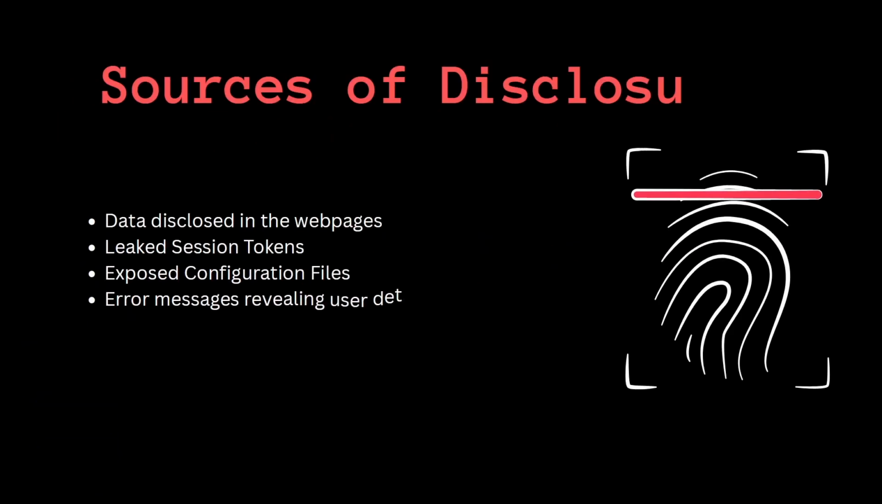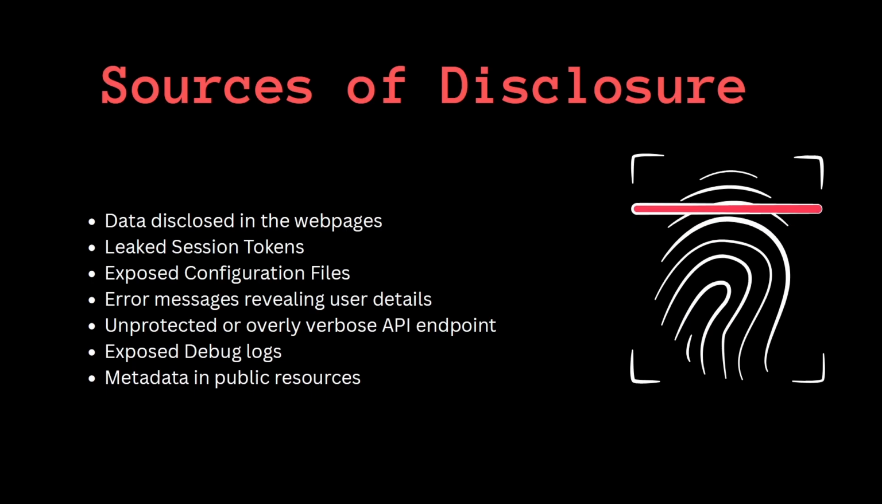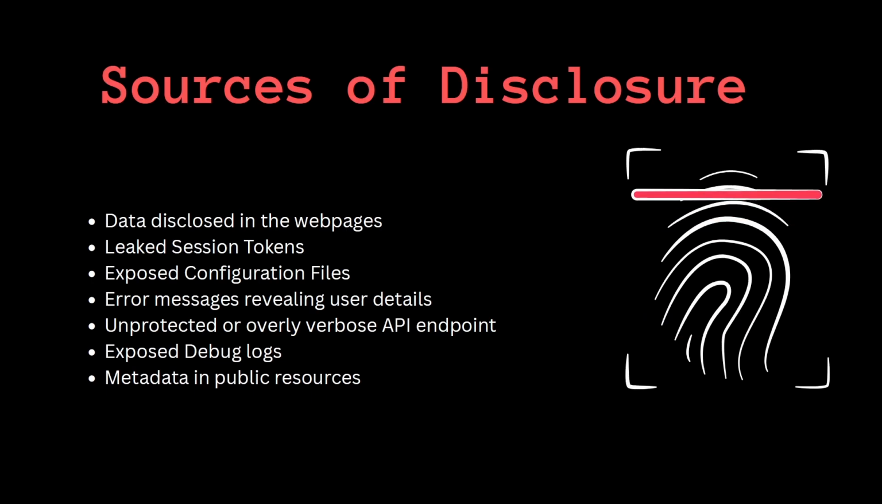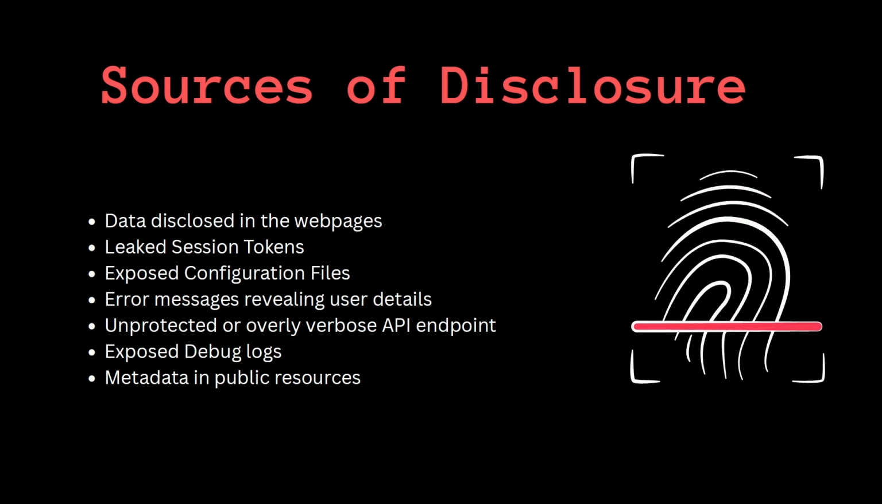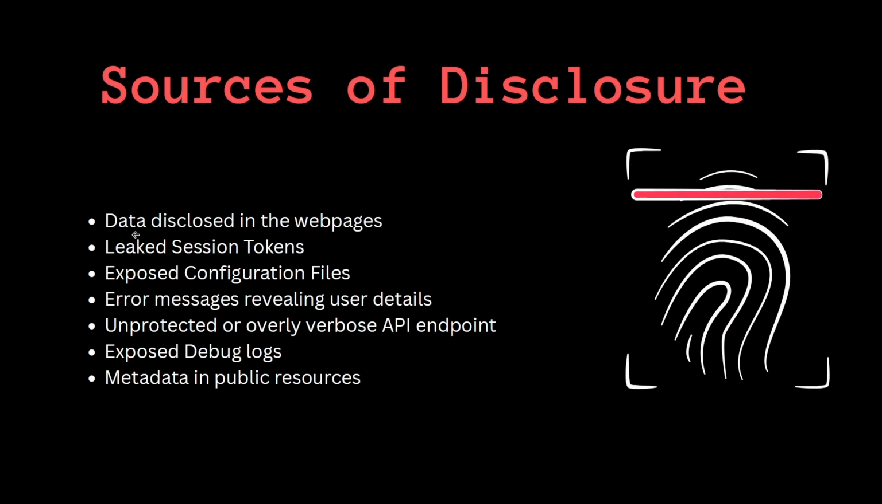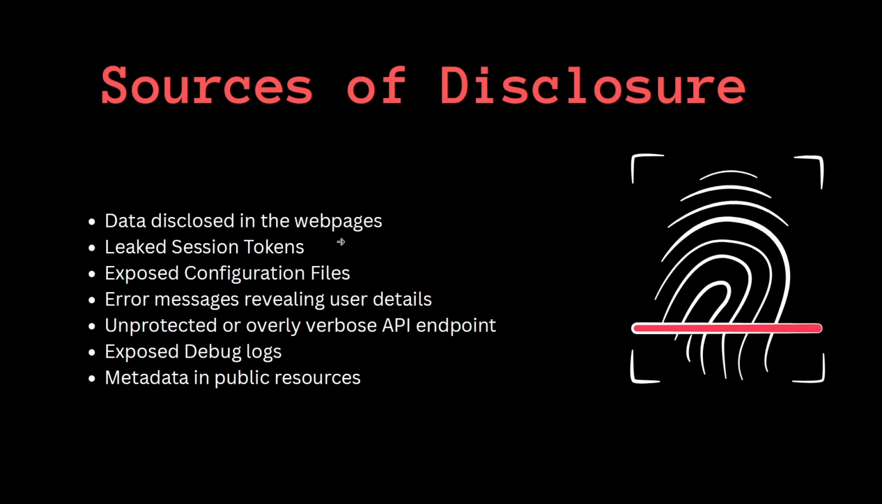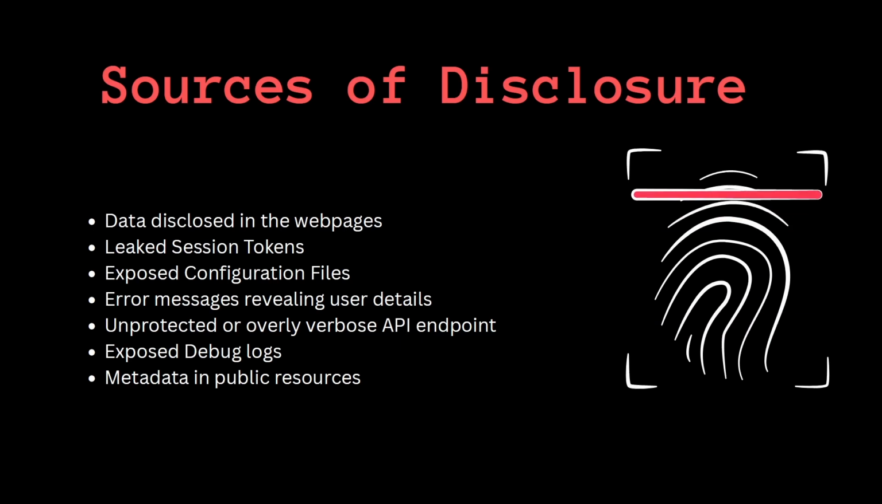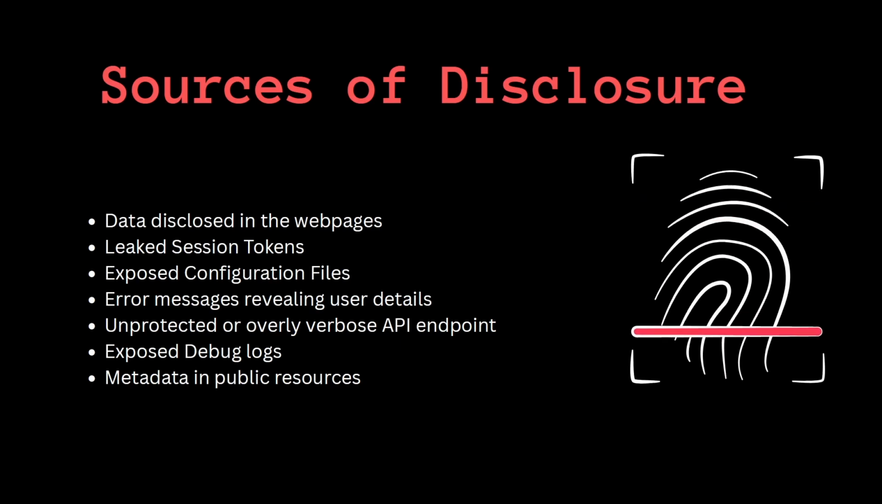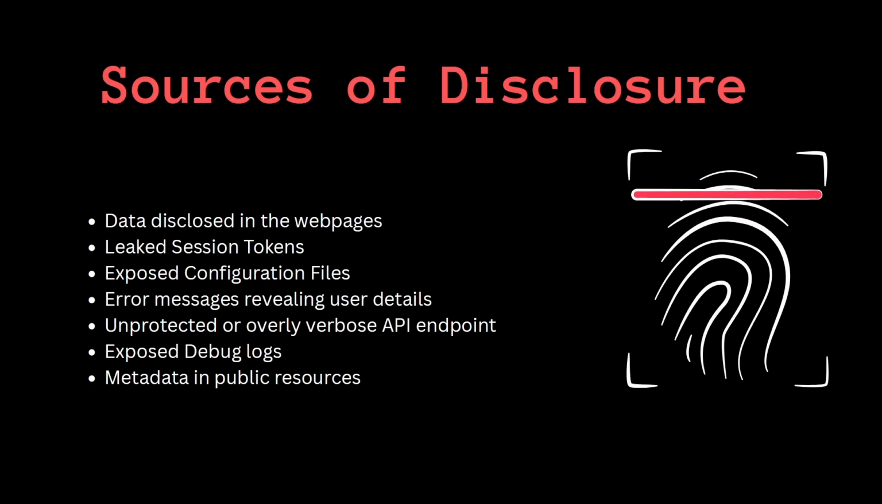Moving on, the next thing is sources of disclosure. That means where our information is leaked, on what mediums the information is leaked. So it can be data disclosed in the web pages. That means the web pages are themselves directly showing the password or the username in plain text, and we are just able to copy paste it and use it to log in.